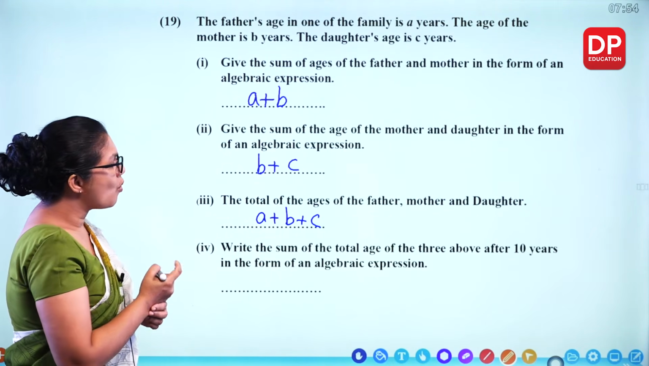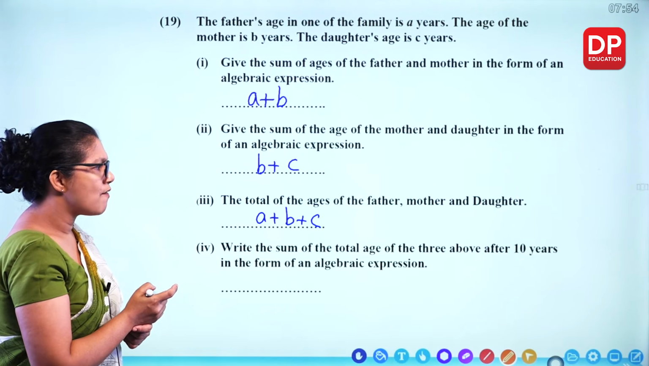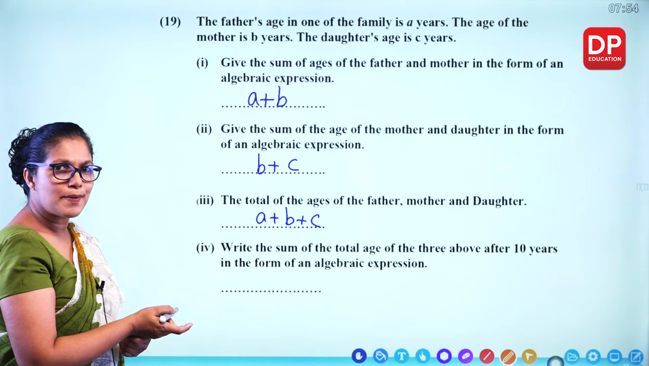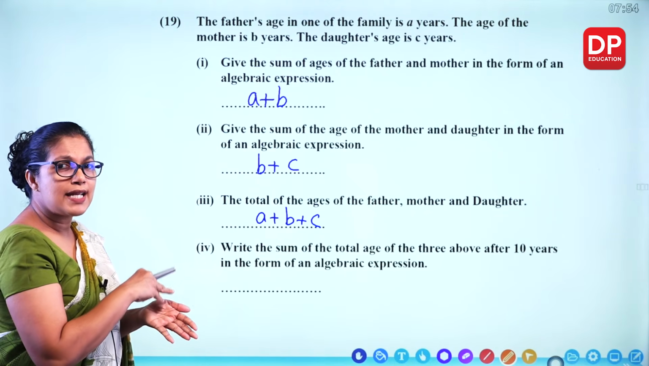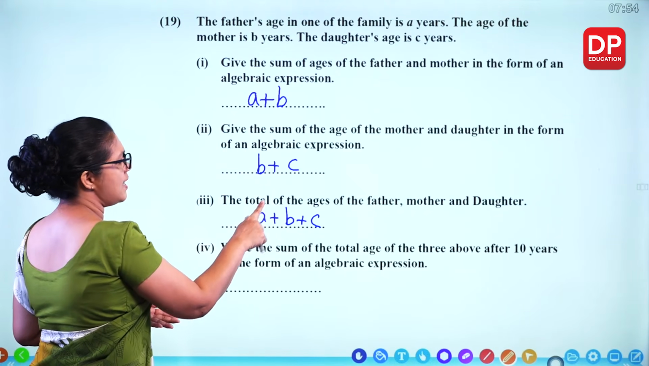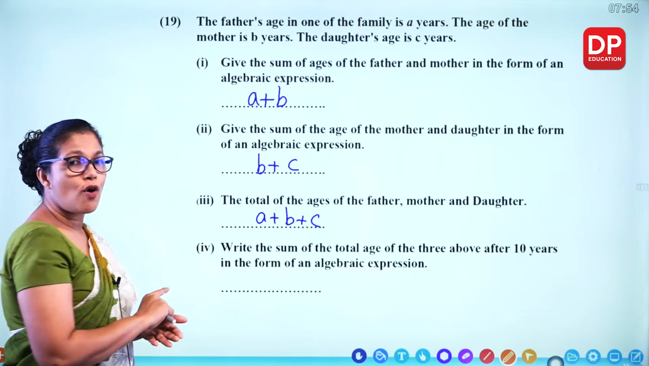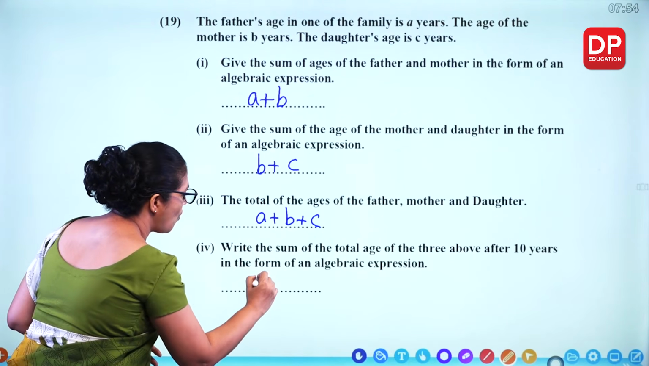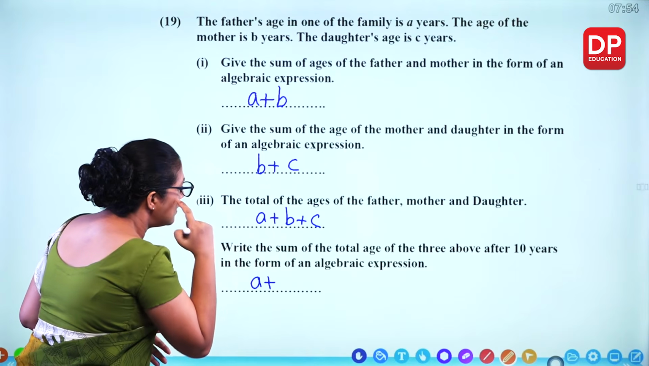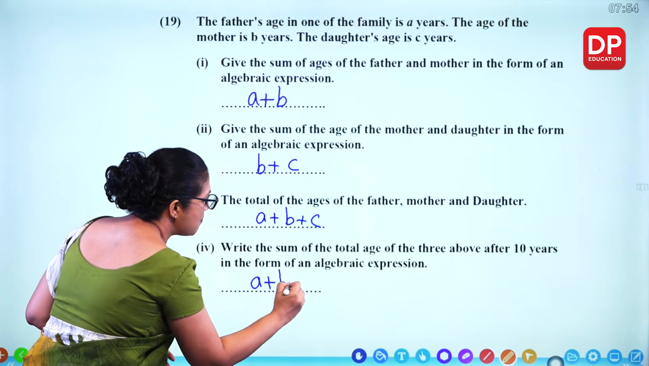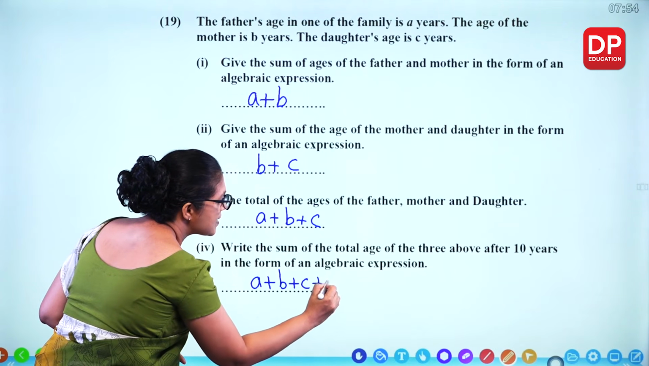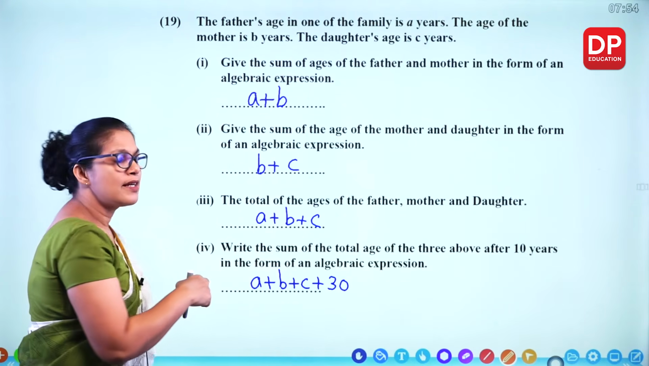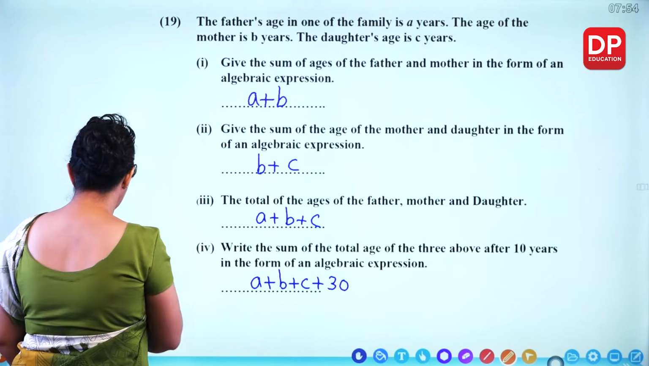Write the sum of the total age of the three above after 10 years in the form of an algebraic expression. So we have to add 10 for each value, 10 and 10 and 10 for all three people. That means 30. So the total value is A plus B plus C plus 30. So after 10 years, this is the total value.